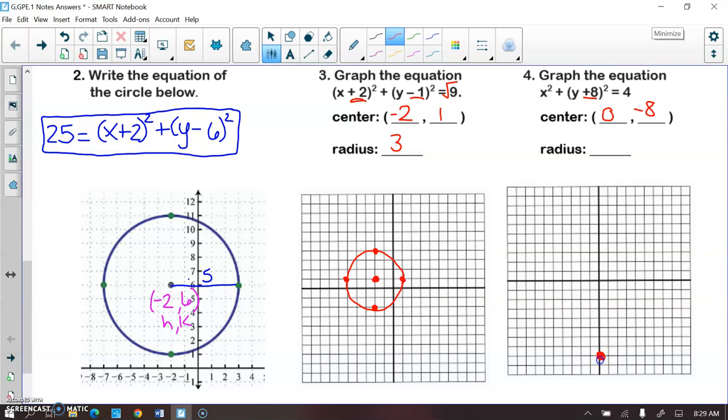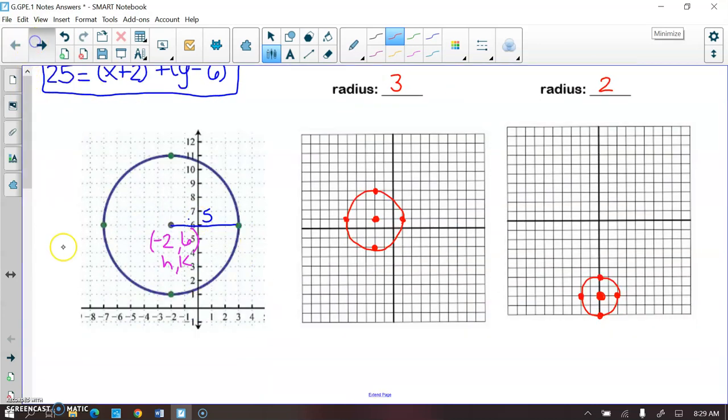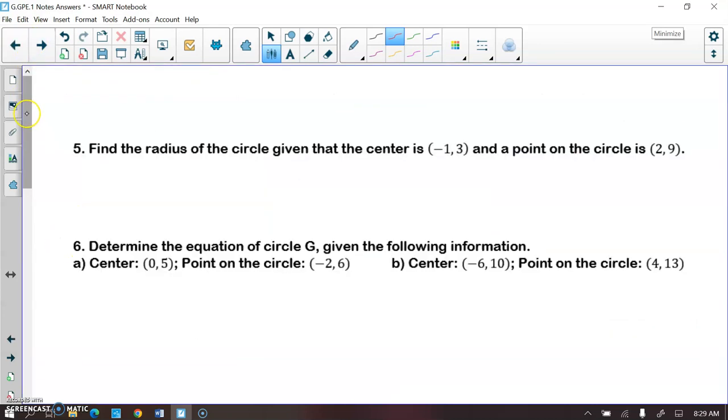So that's right here. And then the square root of 4 is 2, so that's our radius. So I'm going to count up 2, down 2, left 2, and right 2. And now I'm going to roughly sketch this circle. All right, moving on to the next page.